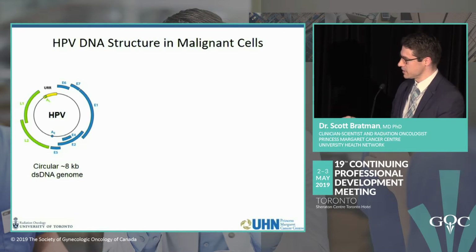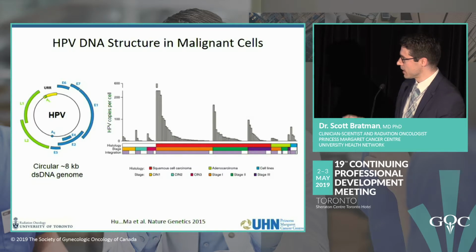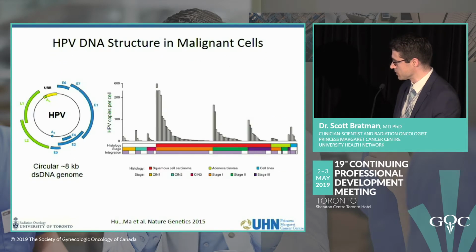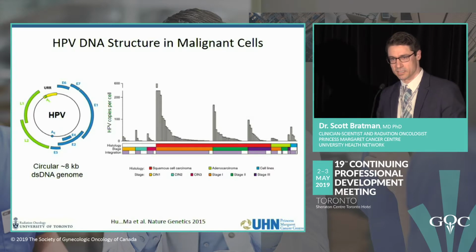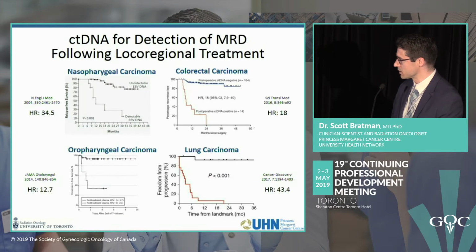And it's a double-stranded DNA genome, which means it's amenable to the same types of techniques that we just discussed. And it's present in cervical cancer at various copy numbers, a median of perhaps 10 to 20 copies per cell in cervical cancer, and that's the case across stages as well. So it has this potential amplifying effect of detecting this in multiple copy numbers in a cancer cell.